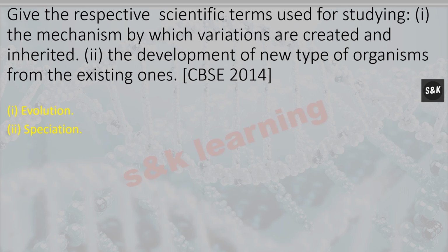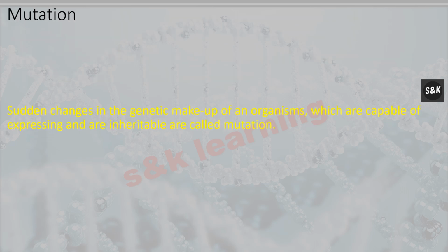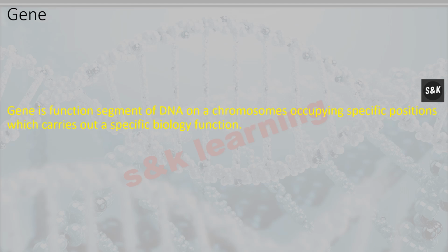Give the respective scientific term used for studying the mechanism by which variations are created and inherited. Evolution: the development of new types of organisms from existing ones. Speciation. Mutation: a sudden change in the genetic makeup of an organism which is capable of expressing and is inheritable is called mutation. Gene is a functional segment of DNA on a chromosome occupying a specific position, which carries out a specific biological function.